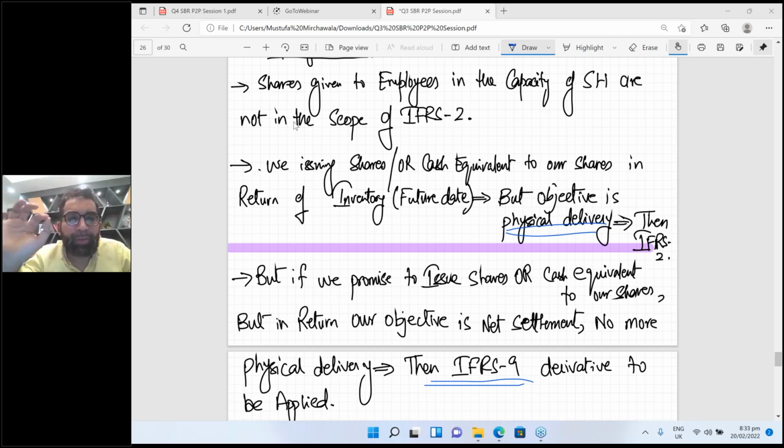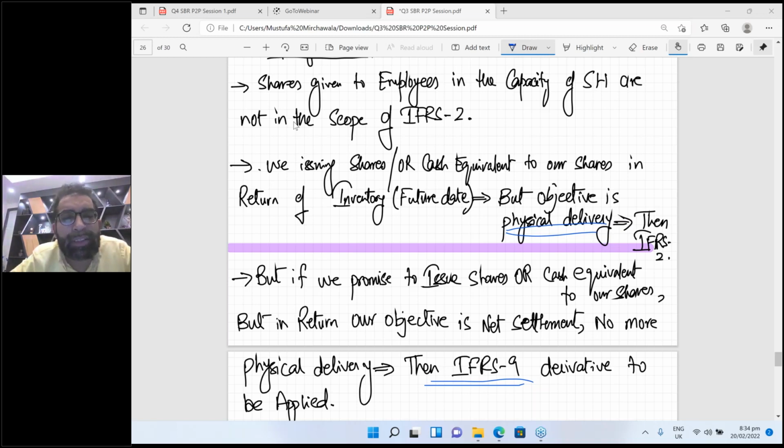I repeat once again, like last time: if your objective is physical delivery, ordinary course of business, routine business, that means I buy sugar and I sell, and I'm paying in the form of shares or the market price of my shares in cash, then it's okay. This is proper IFRS 2. This is the normal thing. But if my objective is just to enjoy the price fluctuation, this is a sort of gambling. Then this contract is a derivative, in which the price changes with something else. So if the sugar price goes up and down, the price of this contract will also go up and down. And my objective is net cash settlement.